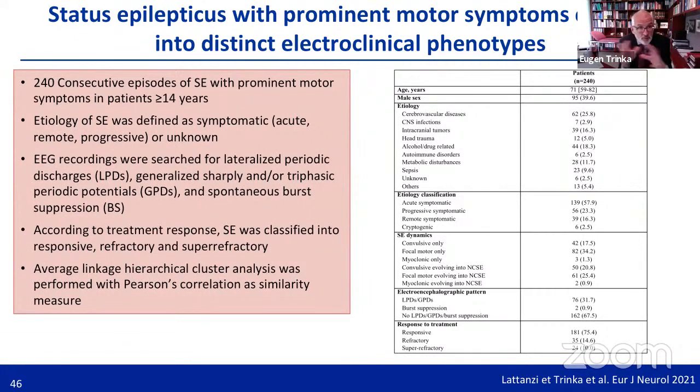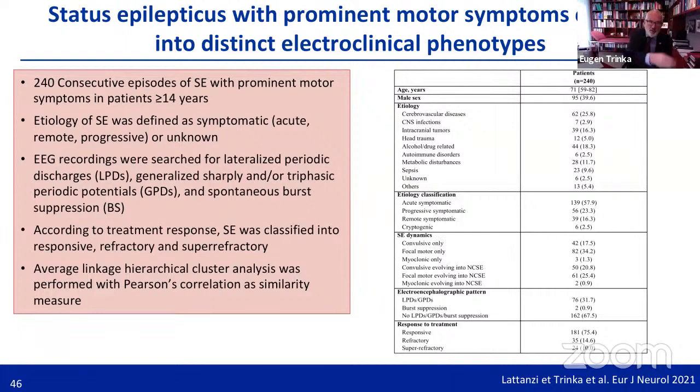Etiology was defined as symptomatic, remote, progressive, and EEG patterns were given as lateralized periodic discharges, generalized periodic discharges, and spontaneous burst suppression. Triphasic or other forms were put into the GPDs. According to the treatment response, we classified as responsive, refractory, or super refractory. And then we looked at the etiology, which you see here. And this point is extremely important. On the right, it's status epilepticus dynamics.